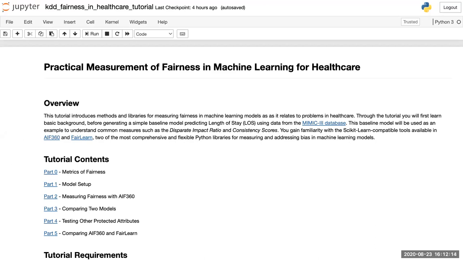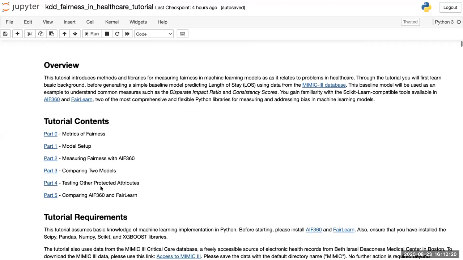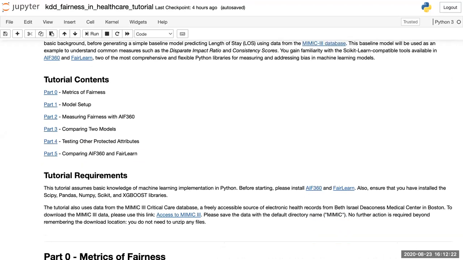If you'll focus your attention at the tutorial contents list near the top of the screen, in the middle of the screen, you can follow along with the overview that I'm about to give you. I'll begin this walkthrough with a quick recap of the fairness metrics you've seen earlier in the talk. I'll then walk you through the setup for our baseline model and our first test model.